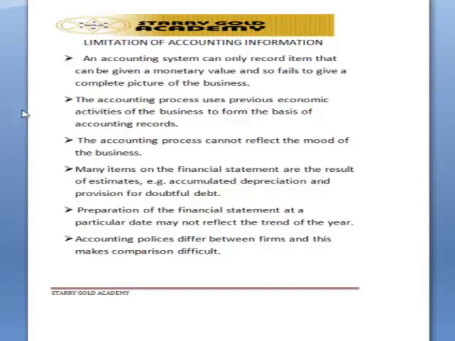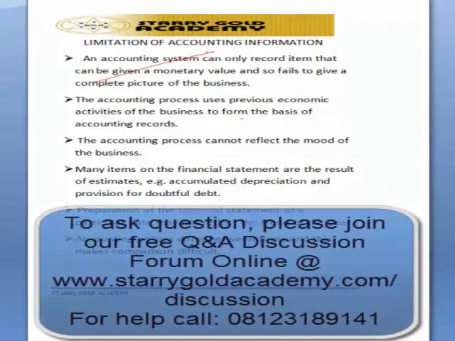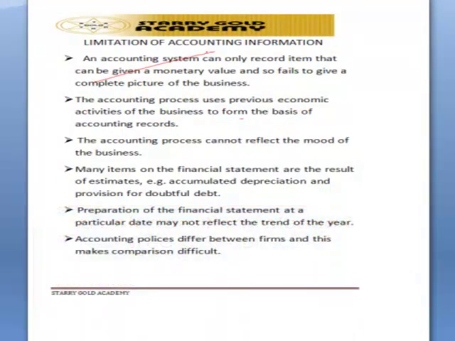Number one limitation is that an accounting system can only record items that can be given a monetary value. Remember, transactions are only recorded in monetary value, so there is no information as to usefulness, size, or quantity, because accounting is expressed in monetary terms. Okay. Secondly, the accounting process uses previous economic activities of the business to form the basis of accounting records.